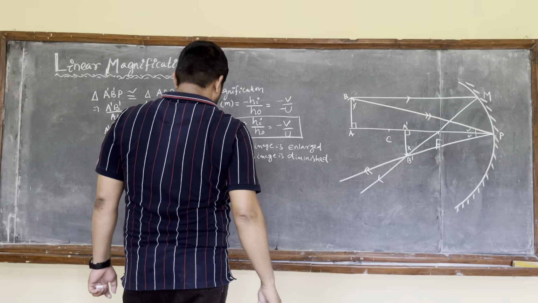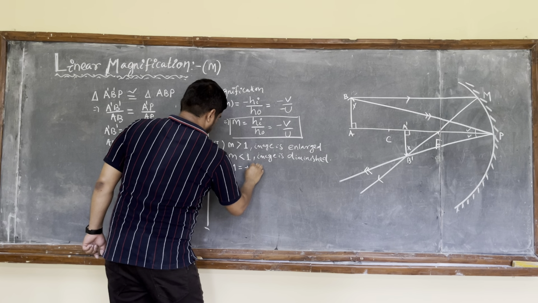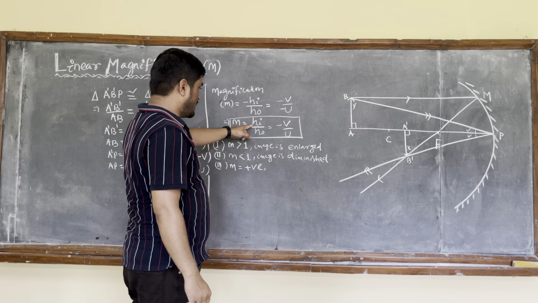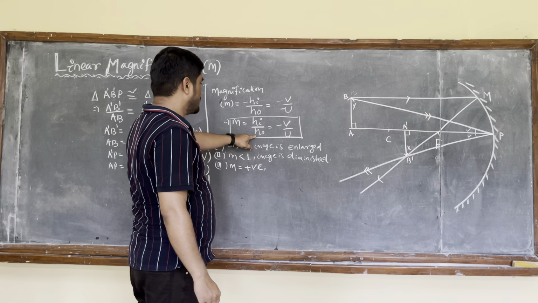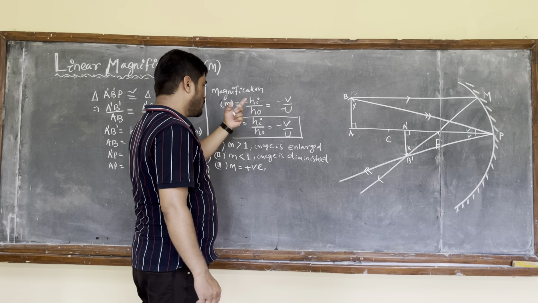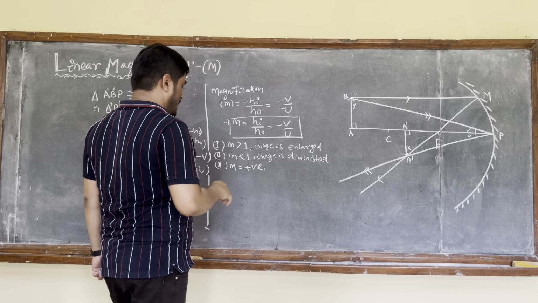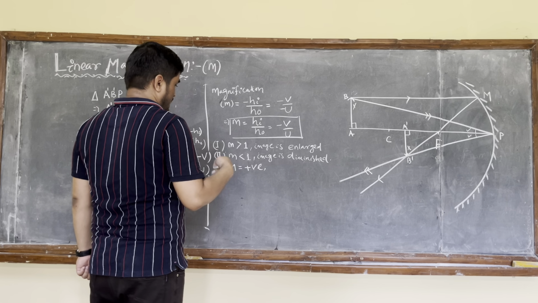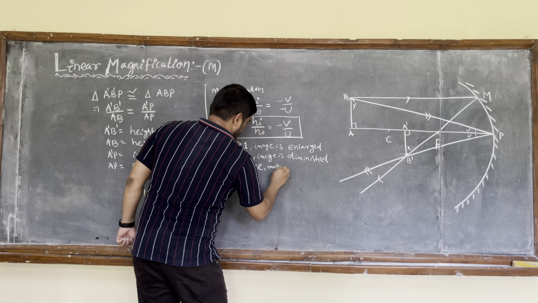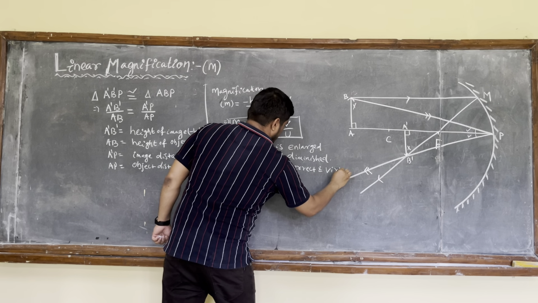Clear? Third case, M is positive. M is positive means HI divided by HO will be positive, means the image and the object both have to lie above the principal axis, and this is possible when the image formed is erect and virtual. So here the image is erect and virtual.